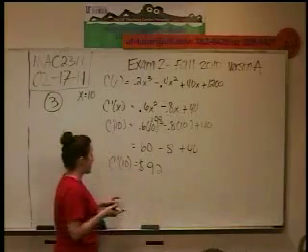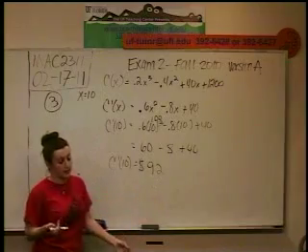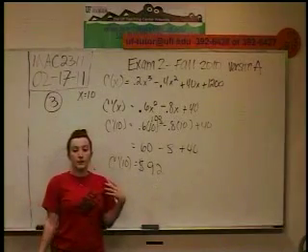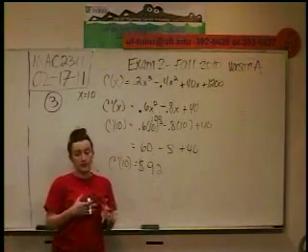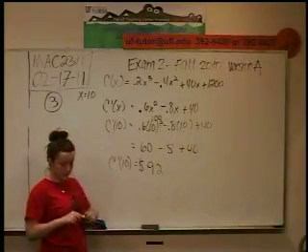And it's increasing at $92 because $92 is positive. If it had been negative, our cost would have been decreasing by that amount. So yeah, that is problem number 3.